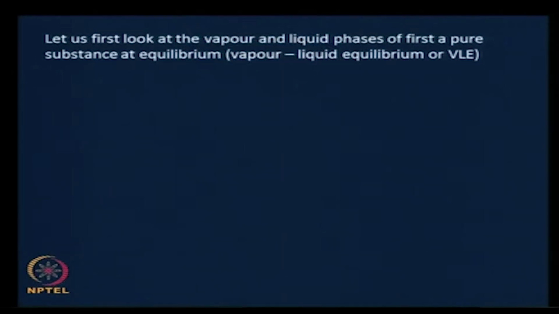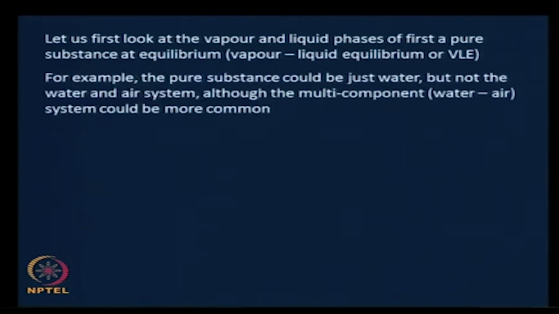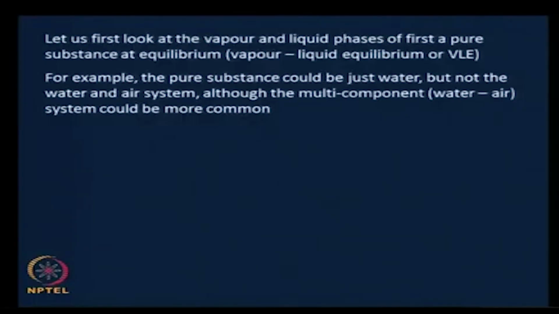Let us first look at the vapor and liquid phases of a pure substance at equilibrium. This we had said earlier, I would like to re-emphasize because I see a lot of confusion when students approach this. So, let me state this again. For example, the pure substance could be just water, but not the water and air system. It is easy to confuse between the two, because water and air is what we come across very commonly, whereas we are talking of a pure substance here which could be just water, although the multi component water air system could be more common as just mentioned.